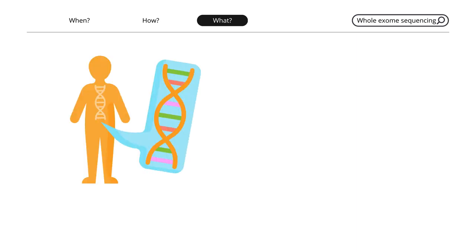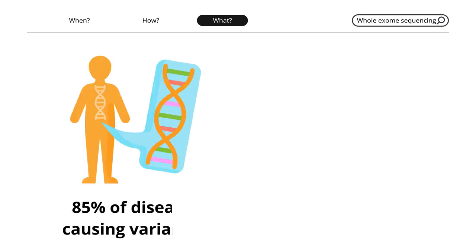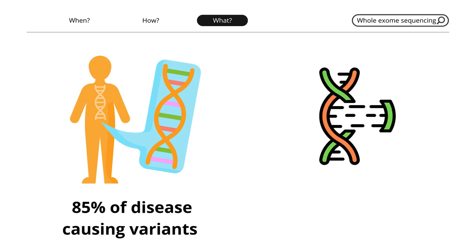This sequencing has been very useful for diseases that have a genetic cause, since exons contain approximately 85% of known disease-causing variants. By looking at just the exons, scientists can capture variants that cause most diseases, while also bringing down the cost of sequencing because exons make up only 1 to 3% of our DNA.